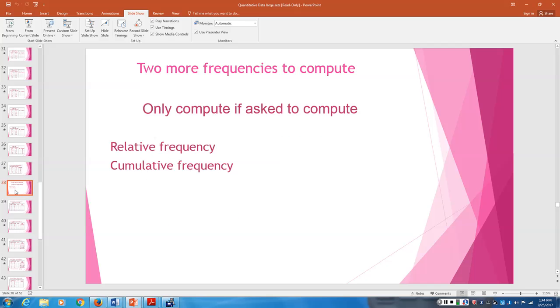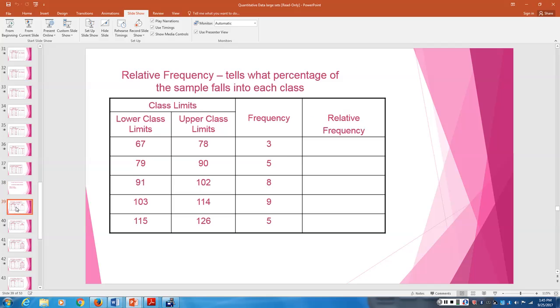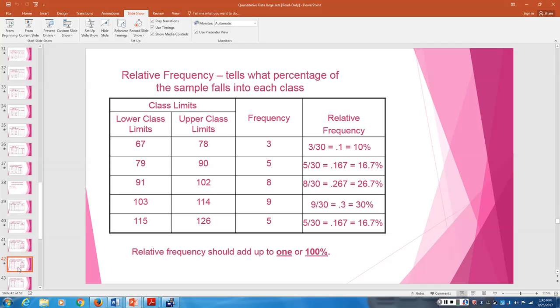So then we take that frequency distribution and we learned how to do relative frequency and cumulative frequency. We took the frequencies, and to get relative frequency, we had 30 pieces of data, so we divided the 3 by 30 and got 1/10 or 10%. 5 over 30 was 0.167 or 16.7%, and so forth. And when you add up your relative frequencies, they should add up to either 1 or 100%, because that's 100% of your data.